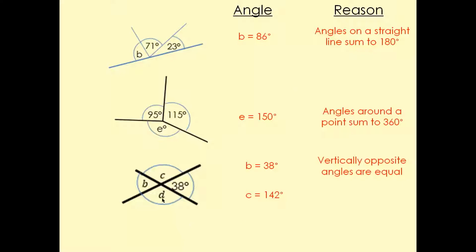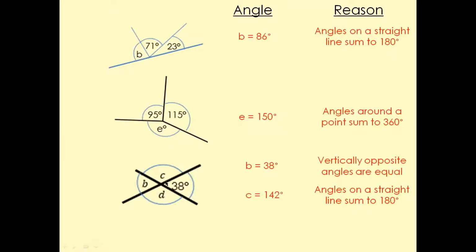For this one, C is going to be 142. And the reason for that is the angles on a straight line add up to 180 degrees. But again, you can do it the other way around as well. Once you have got this one, you add them together and then you take away from 360 and you divide that by 2, because these two angles are going to be equal as well. So there are ways you can work out the answer.